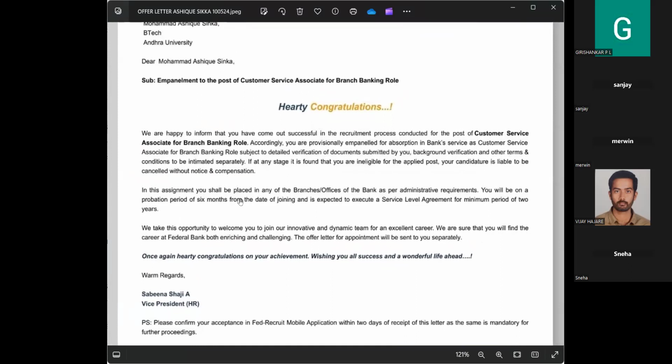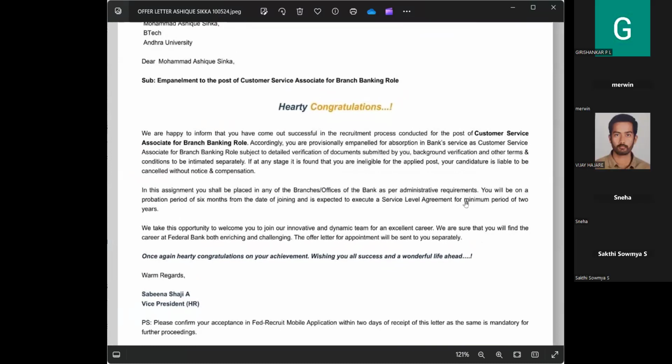In this assignment, you shall be placed in any branch or offices of the bank as per administrative requirements. All India posting only. You will be on a probation period of 6 months from the date of joining and is expected to execute a service level agreement for a minimum period of 2 years. We take this opportunity to welcome you to join our innovative and dynamic team for an excellent career. We are sure that you will find the career at Federal Bank both enriching and challenging.